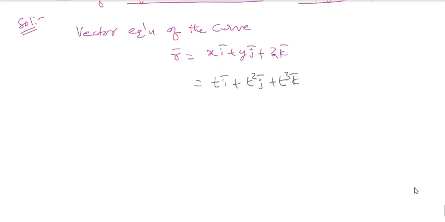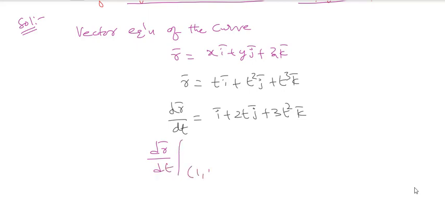So now what I have to do? So this is your r bar. If you want to take the direction, you have to take dr bar by dt, which is equivalent to i bar plus 2t j bar plus 3t square k bar, and the point they have given is 1 comma 1 comma 1. So that is your dr bar by dt at the point 1 comma 1 comma 1, which is equivalent to i bar plus 2j bar plus 3k bar. All the points are 1 1 1. Am I correct or not? Yes or no? Yes. Now what is your del phi?